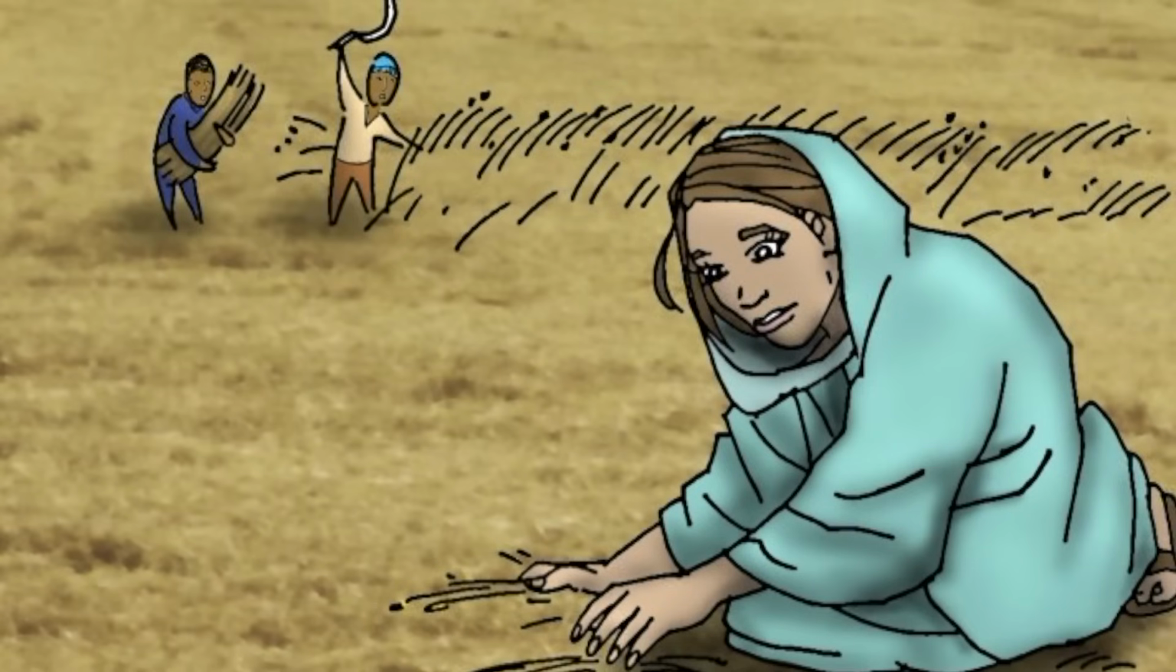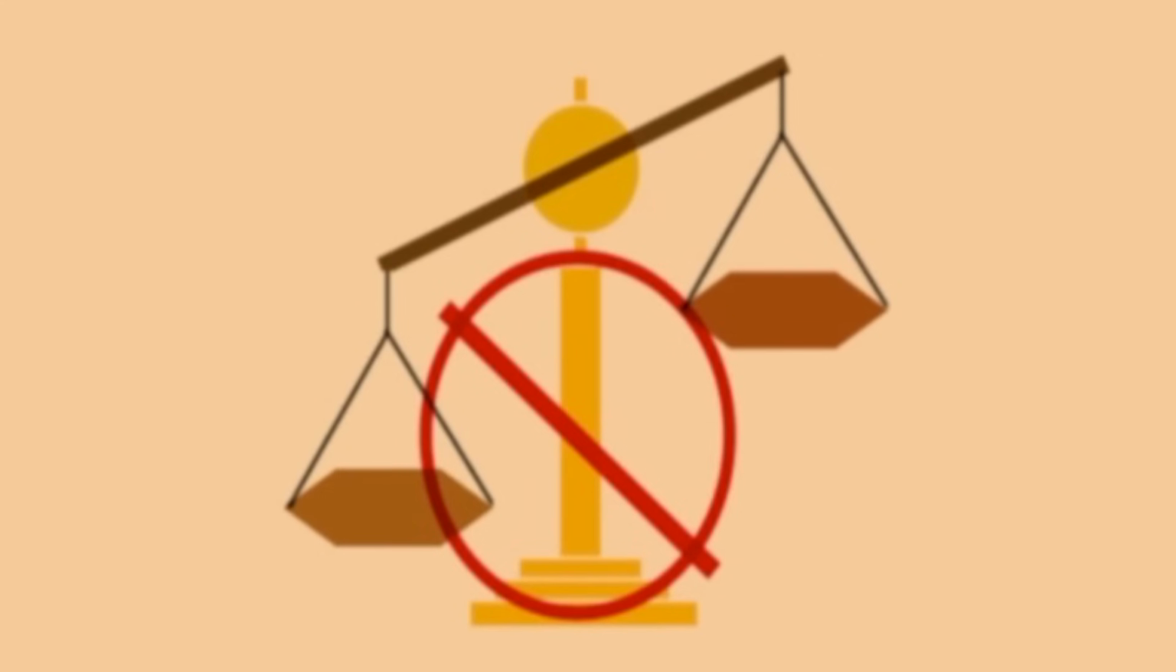When you harvest your crops, you are not to go back for a final picking. Leave that food for the widow and orphan to eat. You must not cheat when you buy and sell, and you must act justly." Moses said many more things to them.